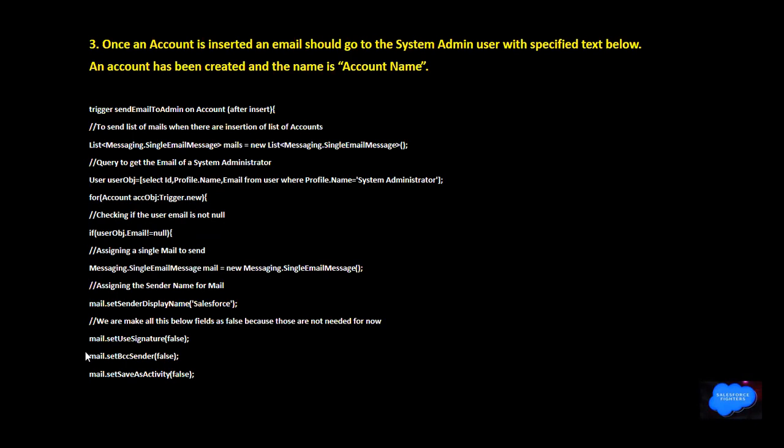If the user's object email is not null, assigning the single mail to send: Messaging.SingleEmailMessage mail is equal to new Messaging.SingleEmailMessage. Assigning the sender name for mail: the sender display name is Salesforce. We make all of these below fields false because those are not needed for now. Mail set use signature false. Mail set BCC sender false. Mail set save as activity false.